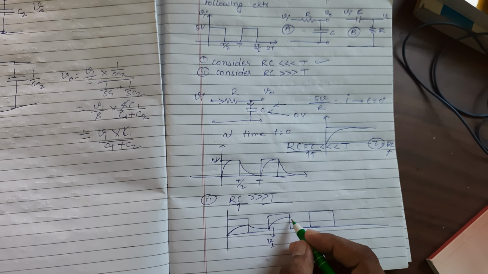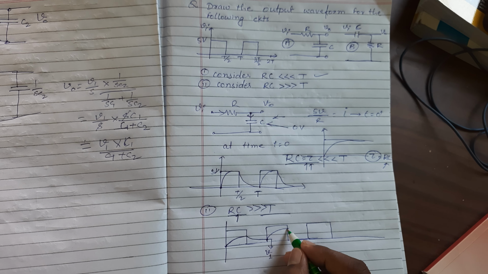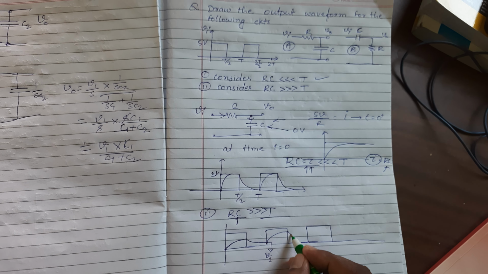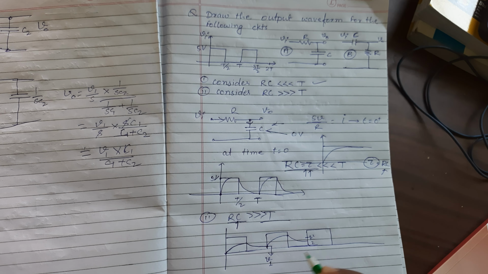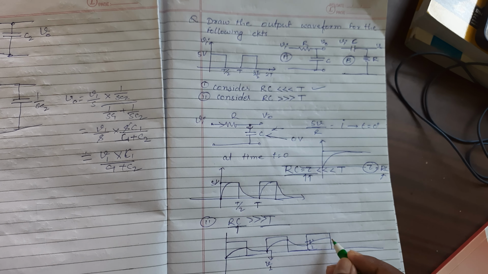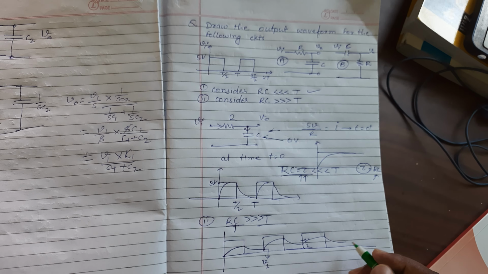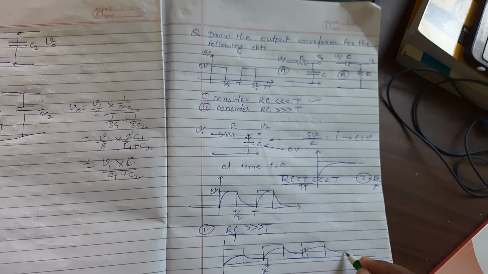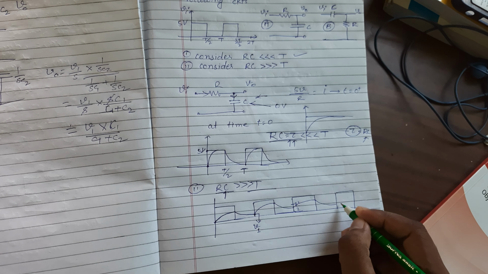When it achieves a steady state, its charging rate and discharging rate will be constant, and at that time its mean value will be around 5V by 2, and it will charge to some value greater than 5V by 2, and it will again discharge to the same value, 5V by 2 minus. So its output pulse will be like this.